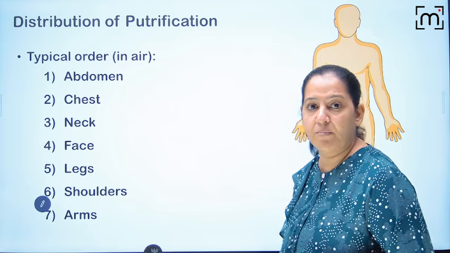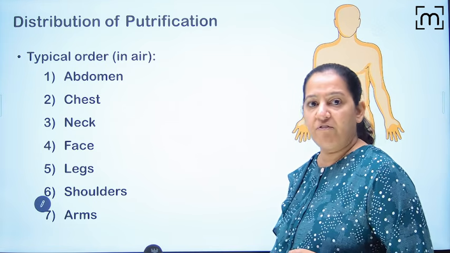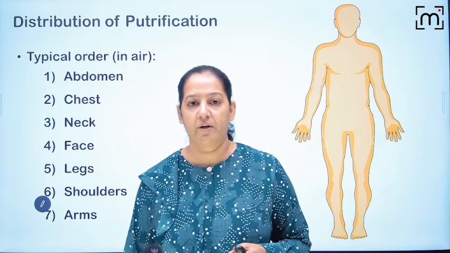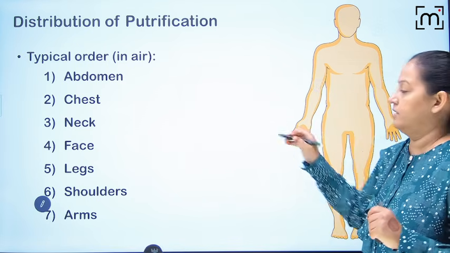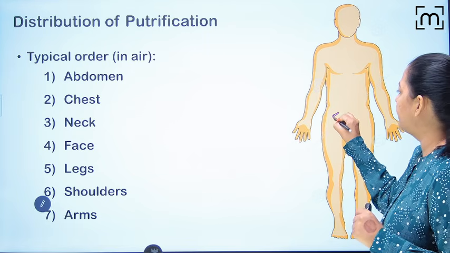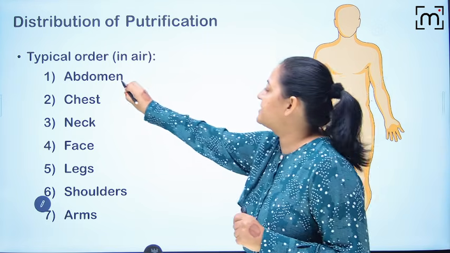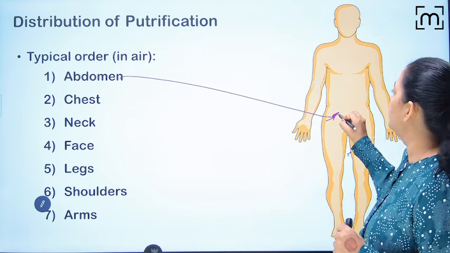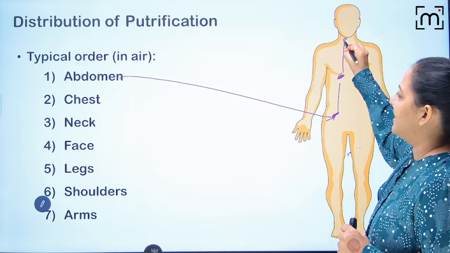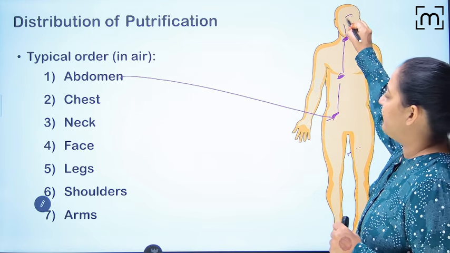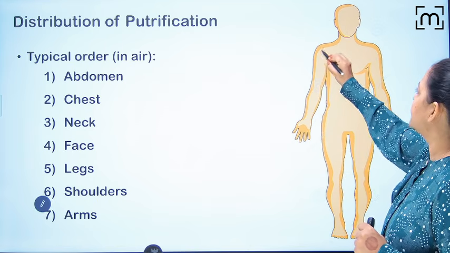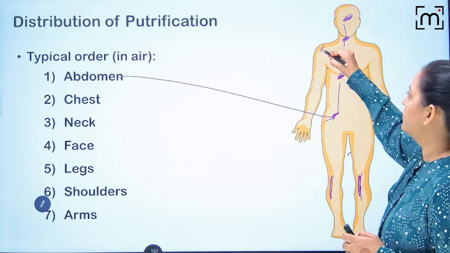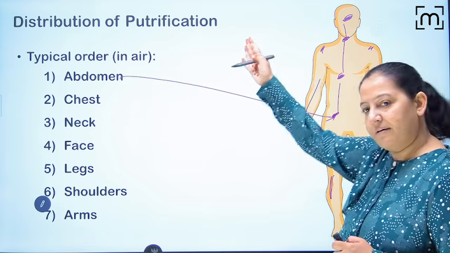So first, coming on to the distribution of putrefaction. It starts with the abdomen. I told you, right iliac fossa. It starts with the right iliac fossa, then the complete abdomen. So first it starts with the abdomen. Then it moves to the chest, then to the neck, then to the face, then to the legs. And then shoulders and arms. You can learn the sequence if you wish.